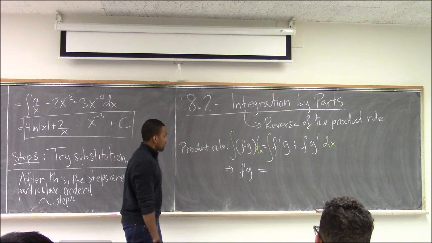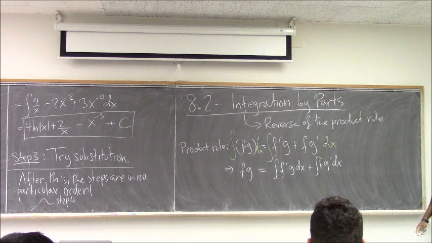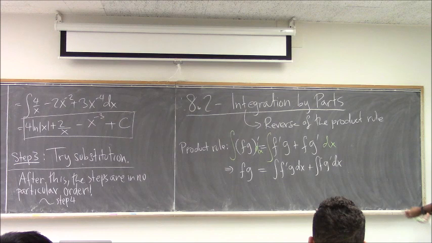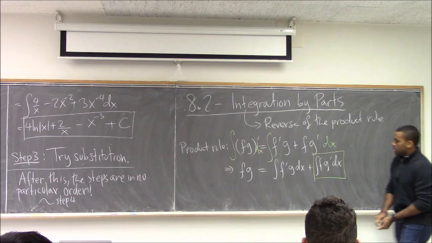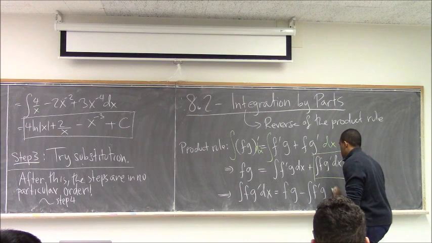And over here, we have that. Now what we're going to do is solve for one of these integrals. It almost doesn't matter which one you solve for, but just to fit nicely with formulas that we're going to use in the traditional sense, we're going to solve for that one. So this means that the integral of f g prime is going to be equal to f g minus the integral of f prime g dx.